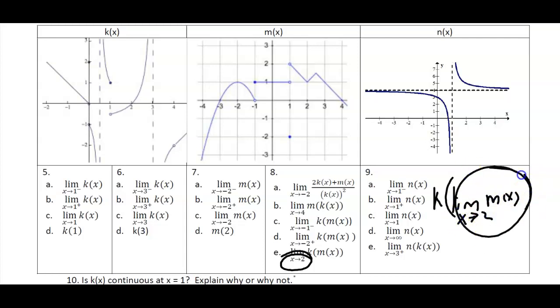What is the limit of the m of x function as x approaches 2? Now, in order for this to work, that limit actually has to exist. And it does. From the left and from the right, they're both approaching the same value there. And so we end up with an output value of 1. And so now what we need to do is just find out what is k of 1.